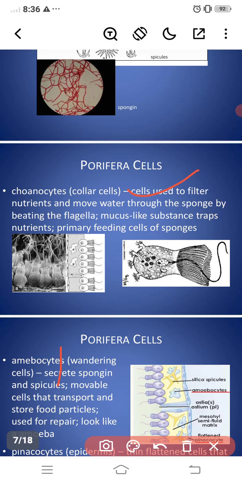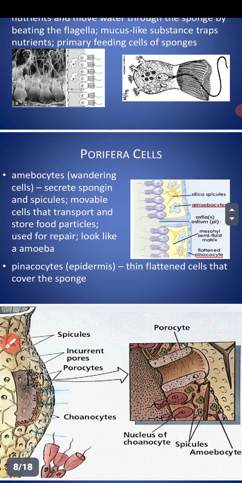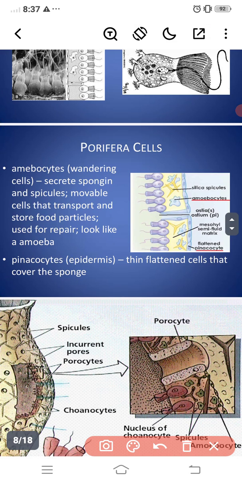Actually, these are the cells used to filter nutrients and move water through the sponge by beating their flagella. A mucus-like substance traps nutrients; these are the primary feeding cells of sponges. Actually, we will describe it by diagram at the last, so stay with us. Now, amoeboid cells are free-wandering cells, present in the non-cellular part of the phylum Porifera body. We will describe it diagrammatically.